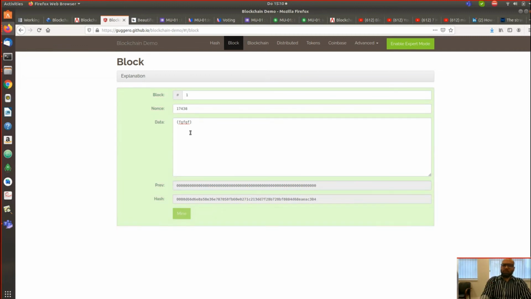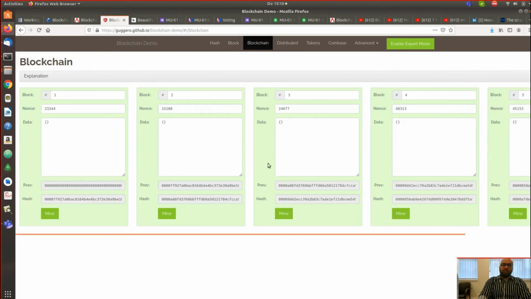Now you have only one block. So you saw the nonce change, and as it is only one block, it was comparatively very easy to find the nonce. Now the block is fine, it's green. So now you know what the block is. So what is a blockchain?